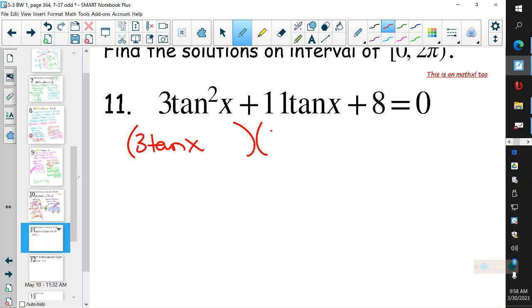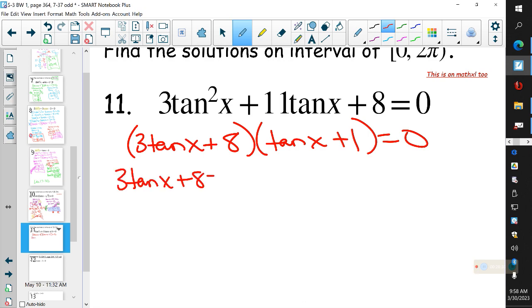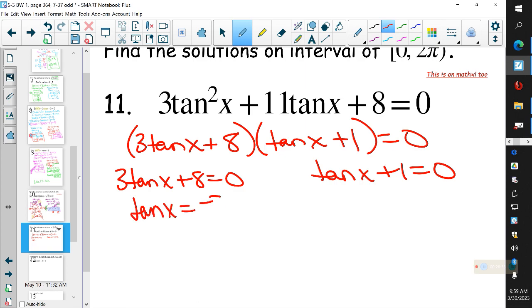So 3 tangent of x and the tangent of x is equal to 0. I need to get 11, so that's an 8 and a 1, and they're both positive. Okay? So I have 3 tan of x plus 8 is equal to 0, and the tangent of x plus 1 is equal to 0. Great. So I have the tangent of x is equal to negative 8/3. So that means x is equal to the tan inverse of negative 8/3.